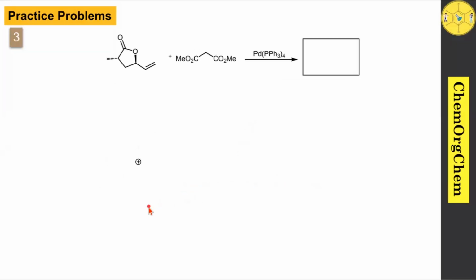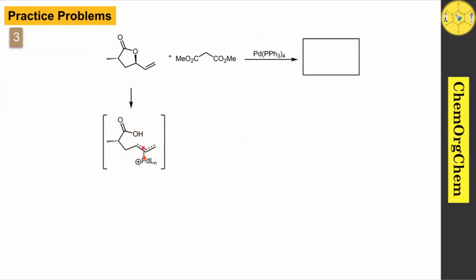Let's move to our third practice problem. Now you can see that this is an allylic lactone substrate which reacts with this carbon soft nucleophile in the presence of palladium tetrakis. Initially, when palladium 0 interacts with this allylic substrate, it results in cleavage of the lactone ring to produce the corresponding pi-allyl cationic palladium species.